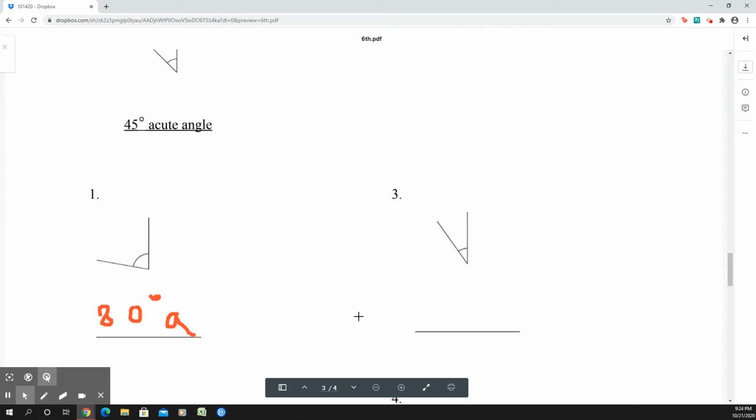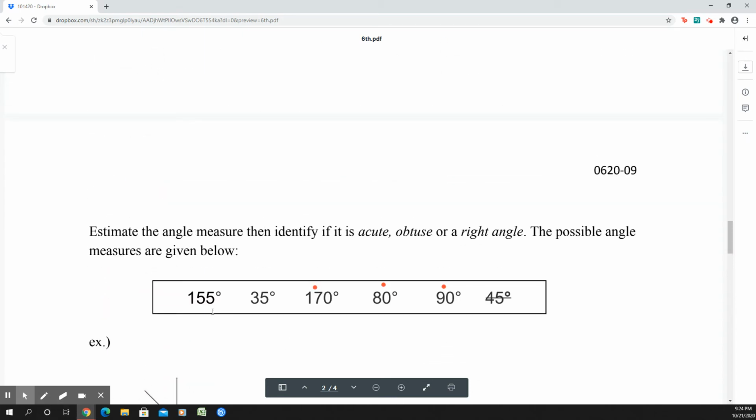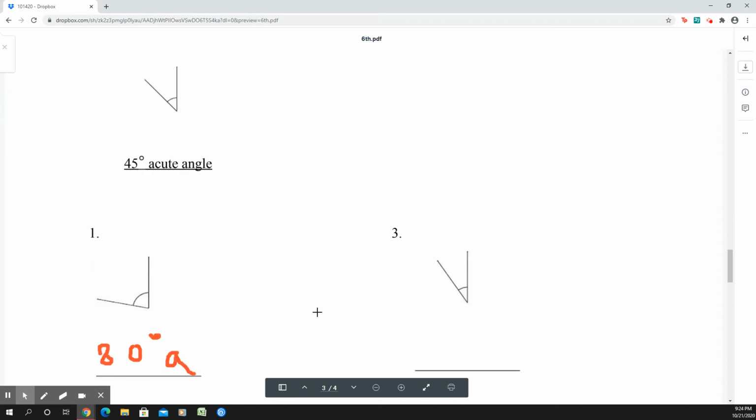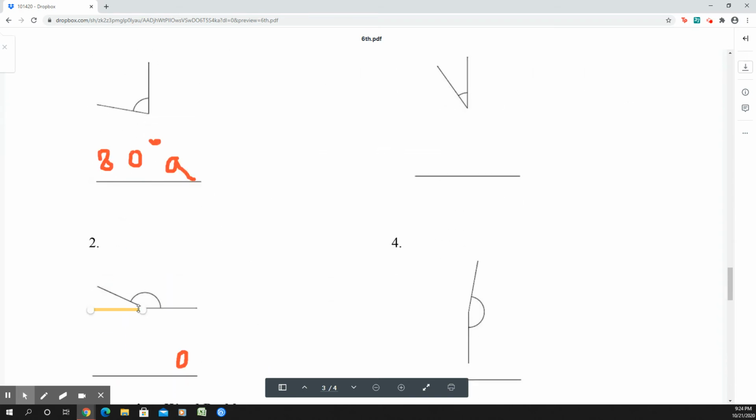And so if you look up here, there are only two obtuse angles. There's 155 and 170. Now 170 seems a bit too big because this gap is more than 10 degrees, which means the only other option is 155 degrees.